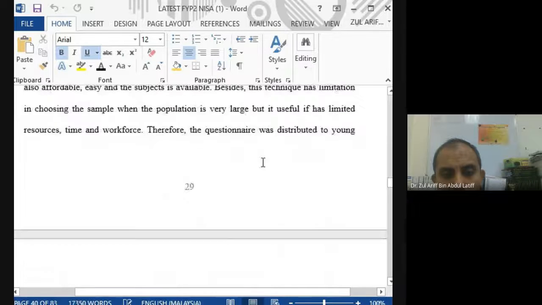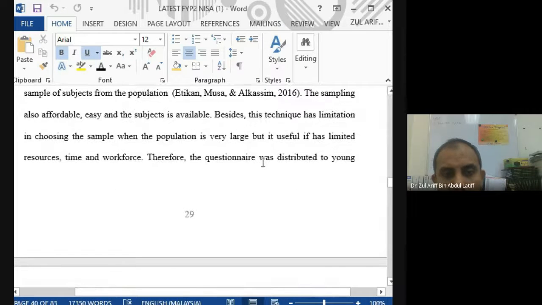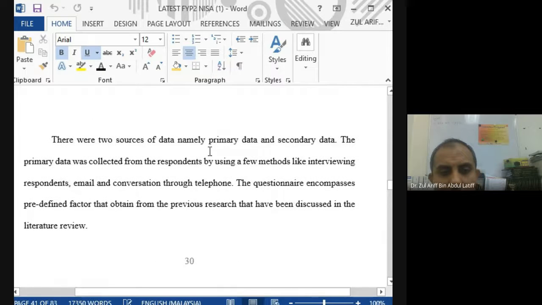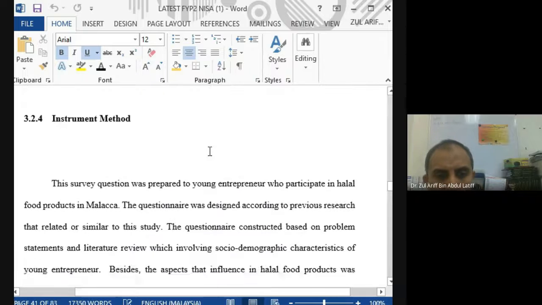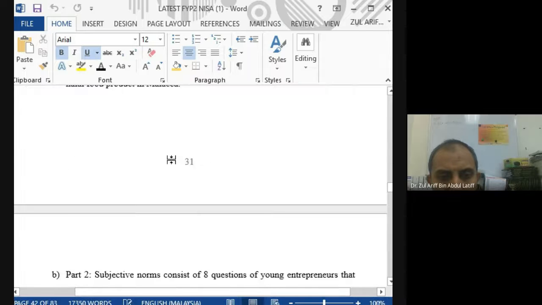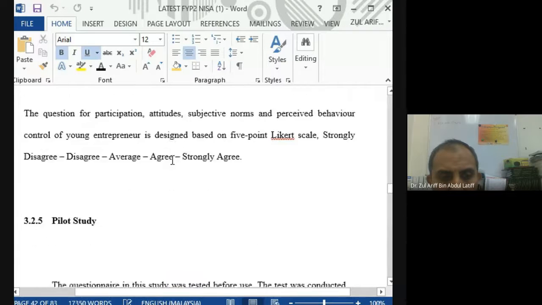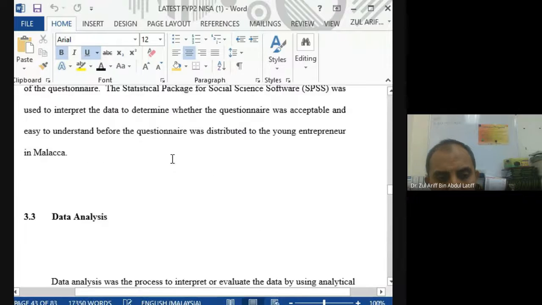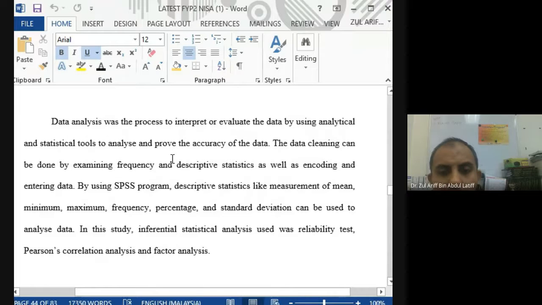So sampling techniques, what techniques? Purposive sampling, sample size. So she supports it with various statements. Alan Gr said two rules of thumb, more is better. Okay, the source of data, how to get the data, is through interview. The instrument method, what will be your instrument method? Part 1 will be what questions, part 2, part 3, okay, the flow. And a pilot study has been done, about 30 is sufficient. And this is the data analysis using SPSS and also PLS.